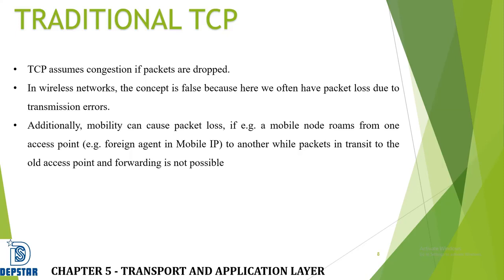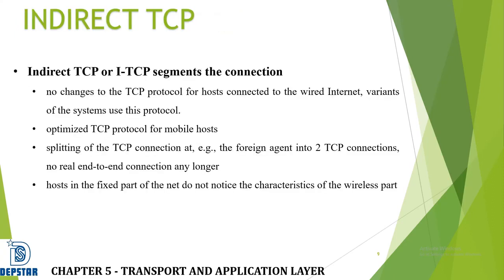TCP assumes congestion if packets are dropped. In wireless networks, this concept is false because here we often have packet loss due to transmission errors. Moreover, mobility can also cause packet loss. For example, a mobile node roams from one access point to another, for example for an agent in mobile IP. Packets in transit to the old access point and forwarding is not possible.